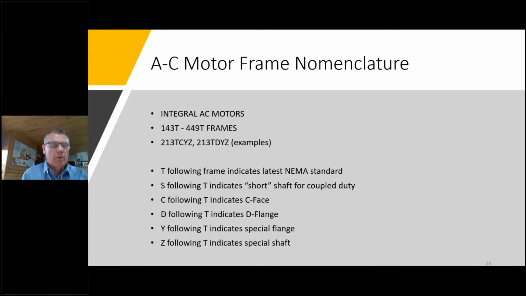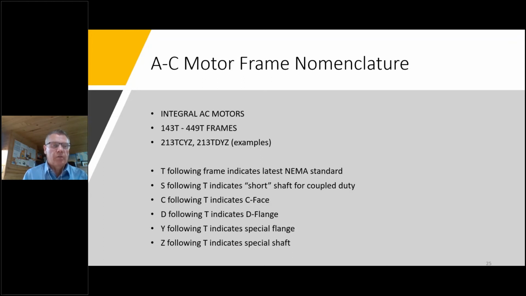Some other important things to know about NEMA frame motors: often there'll be some suffix numbers at the end, or letters, I should say. So you might see a TD or TC, or a Z or a Y. These are important things to note and point out. TD and TC are not usually a problem because those have to do with flanges. The ones to really be careful about are the Y and Z. These are custom changes to the shaft or custom changes to the flange.